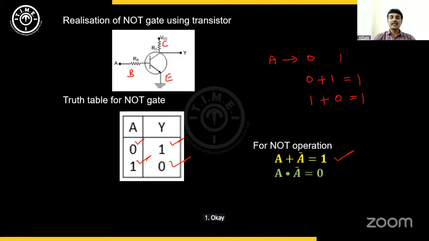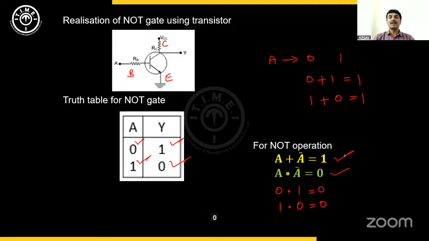Okay. Another one, A dot A bar, multiplication here. If A is 0, multiplied by A bar, that is 1, 0 into 1 is 0. If A is 1, and dot is nothing but multiplication, remember that, then its negation is 0. 1 into 0 is also 0. So irrespective of the value of A, A dot A bar is always 0.